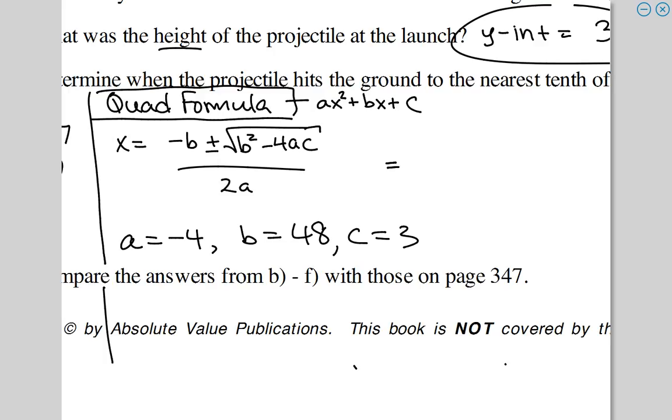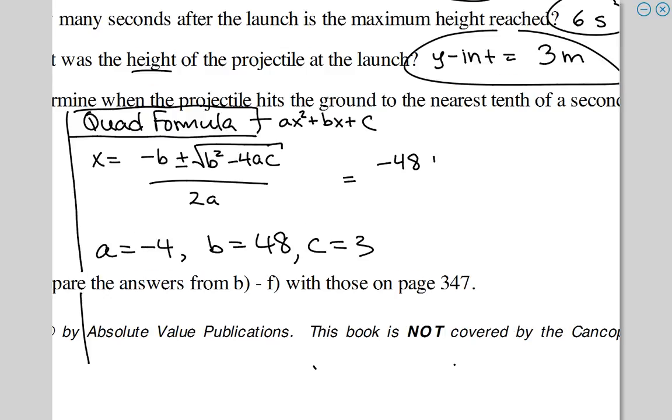And Carl, do you want to help me out with this? What goes first? And is it negative? Okay, good. Negative B. And right now you can see B is positive, so you got to put in a negative B, which is negative 48. What if B was negative? It would jump to positive. Good. Plus or minus. Now, B squared would be 48 times 48. It's 2304. And then we're going to go minus.